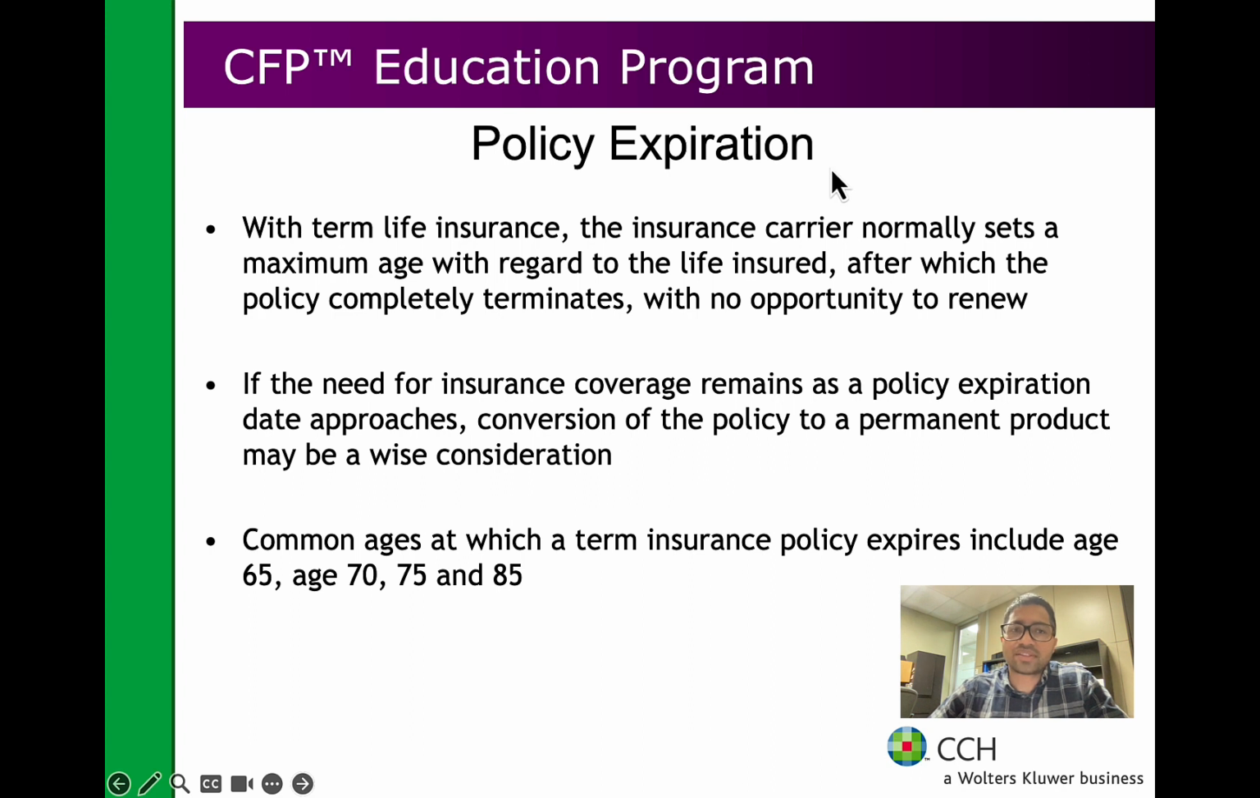What happens on policy expiration? With term life insurance, the insurance carrier normally sets a maximum age, usually 65, with regard to the life insured, after which the policy terminates with no opportunity to renew. If the need for insurance coverage remains as the policy expiration date approaches, conversion of the policy to a permanent policy might be a wise consideration. Common ages are 65, 70, 75 and 85.